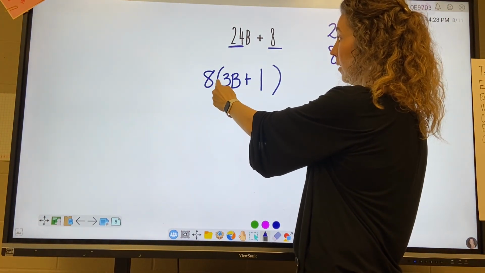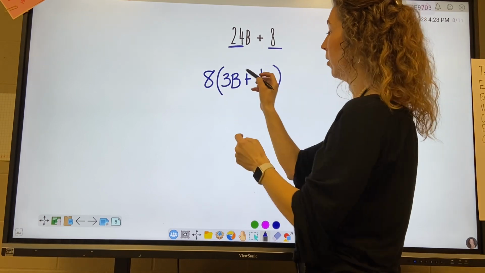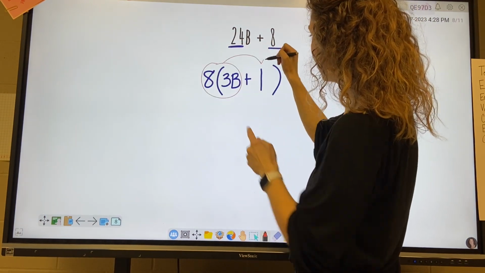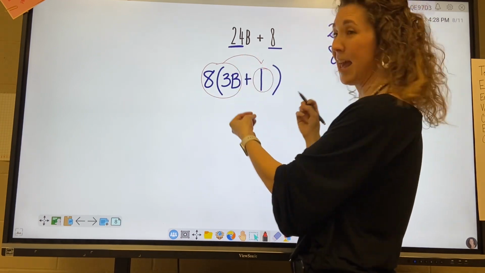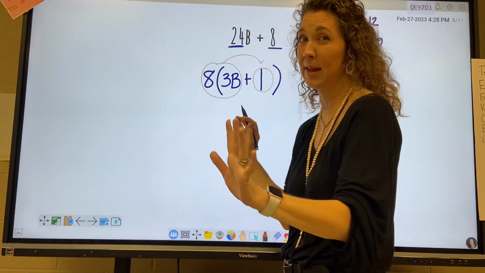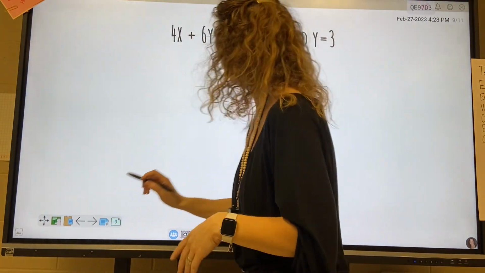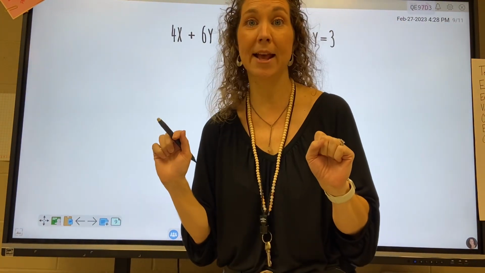So that would make 24B if you put this together. And if you multiply the 8 by the 1, that would make 8. I know that may be a little confusing, but it's going to get better. Okay, we're done with that section.